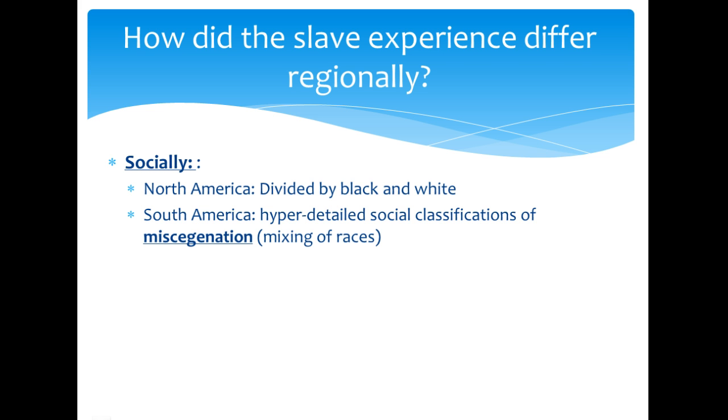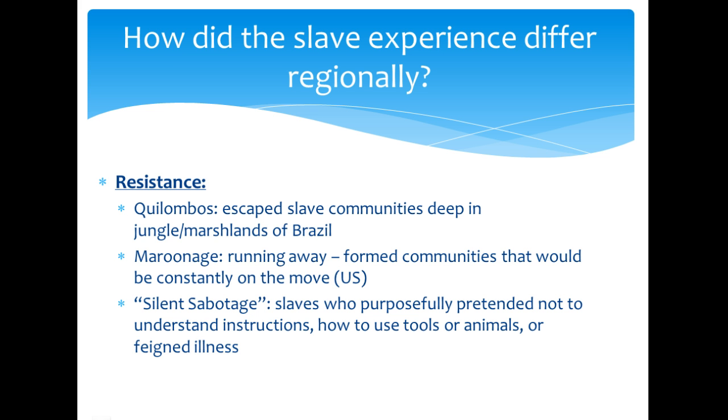The slave experience differs regionally also in terms of resistance. So in Brazil, they had these things called quilombos, which were escaped slave communities deep in the jungle and marshland of Brazil. So these were similar to the maroonage of the US, but we're going to talk more about these quilombos and how they really developed politically as their own entities and their own communities.